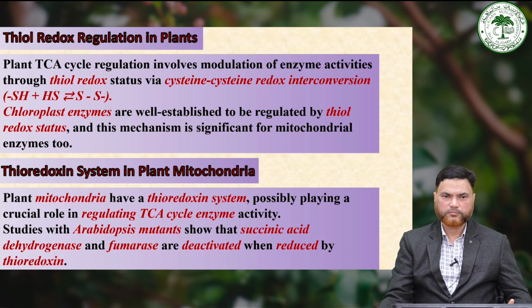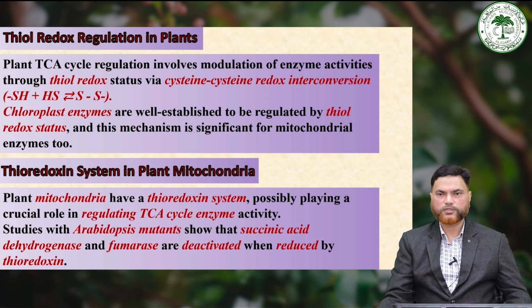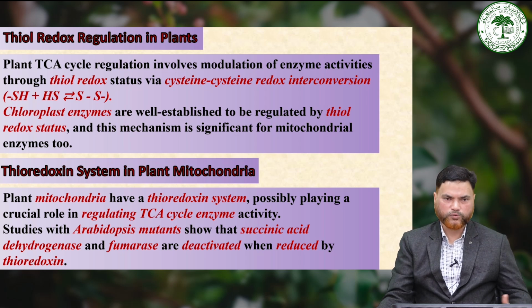Then the thioredoxin system in plant mitochondria is also very crucial. The thioredoxin system is a redox regulatory system found in various organisms including plants. This involves thioredoxin proteins, which are small proteins containing thiol groups. These thiol groups can undergo reversible oxidation-reduction reactions, allowing them to act as redox regulators. Then what is the role of thioredoxin in the TCA cycle?